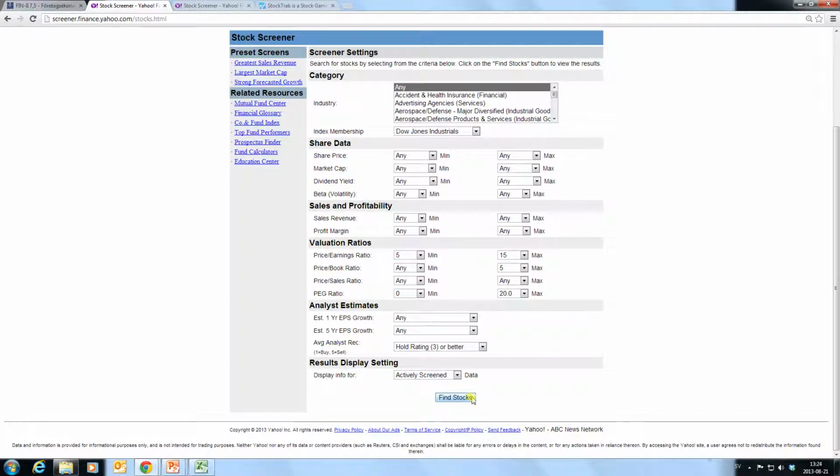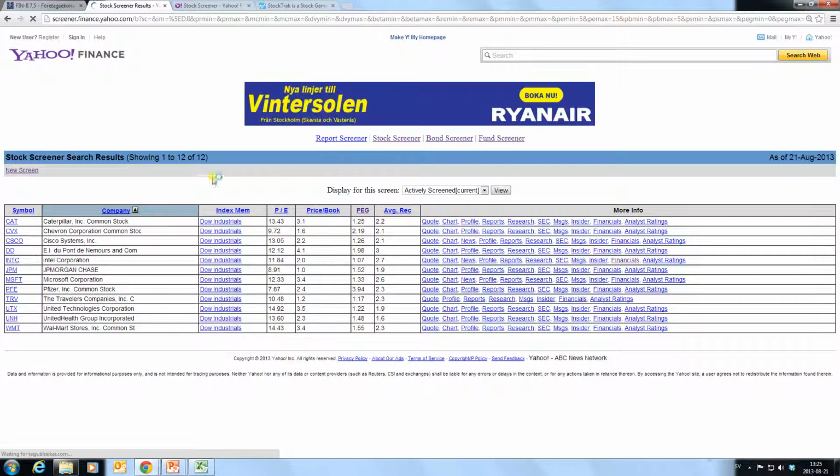Okay, so I click on Find Stocks now, and then I see in this case only 12 different companies. So here are all the companies that fit my criteria. They have a PE ratio between 5 and 15, they have a price to book ratio between 0 and 5, and they have some PEG ratio, and the average recommendation from analysts is at least 3 or better. And they also are part of the Dow Industrials Index membership because I said so.